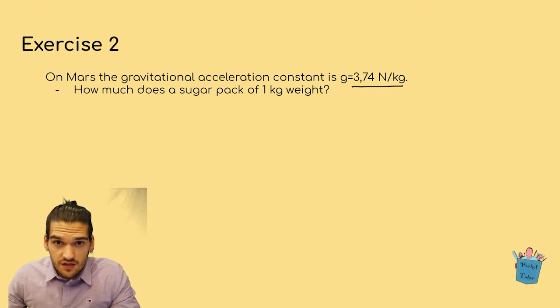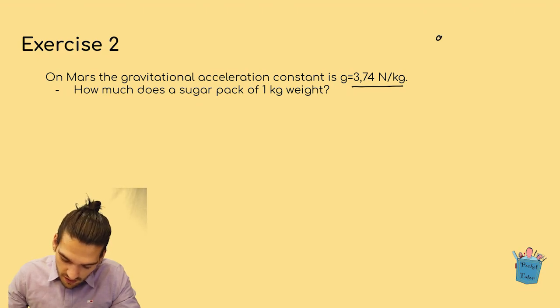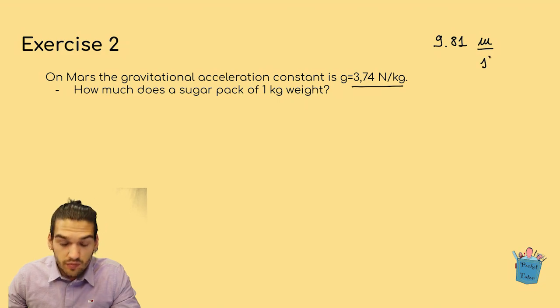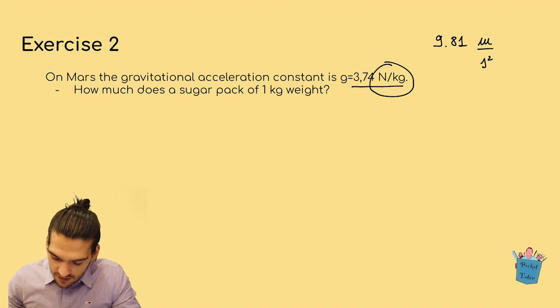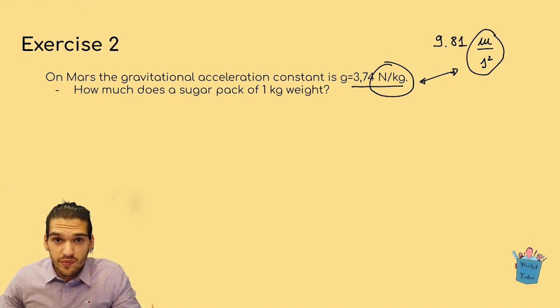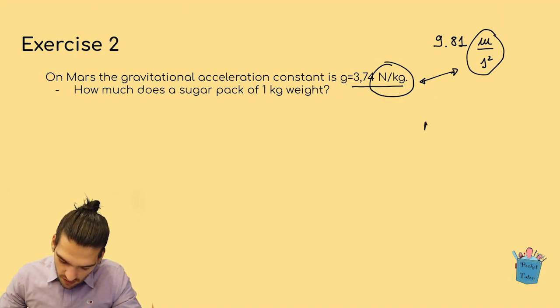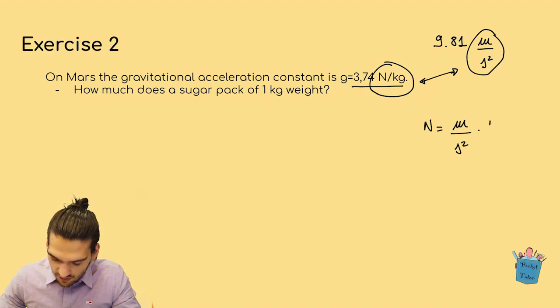We saw in the last lesson that the Earth gravitational acceleration constant is equal to 9.81 meter over second to the second power. Now you will ask why the Mars one has a different unit of measurement. Well, actually these two units of measurement are the same one, because if we look how to express the Newton with the international system, we'll see that Newton is meter over second to the second power times kilograms.